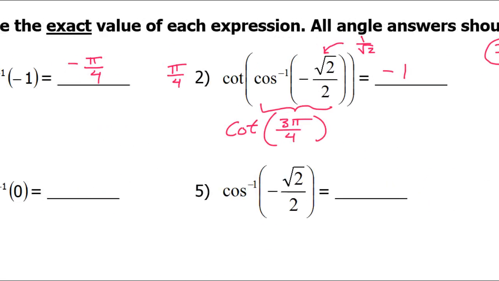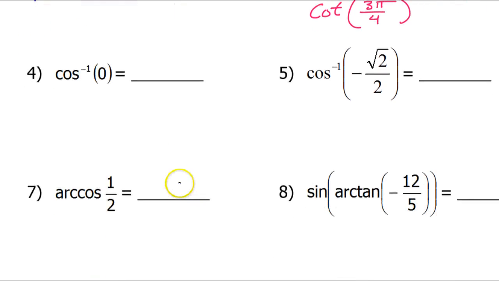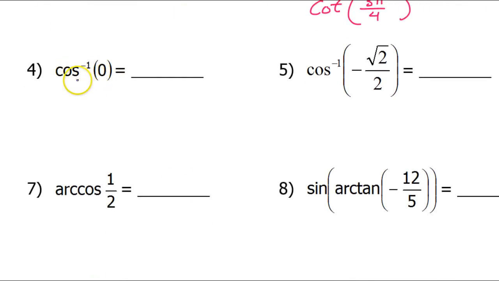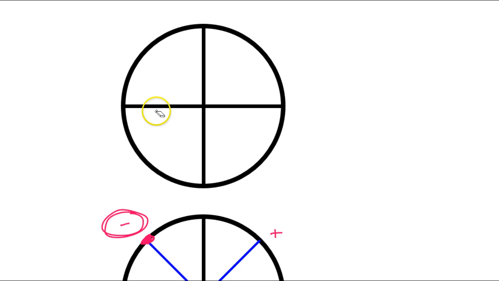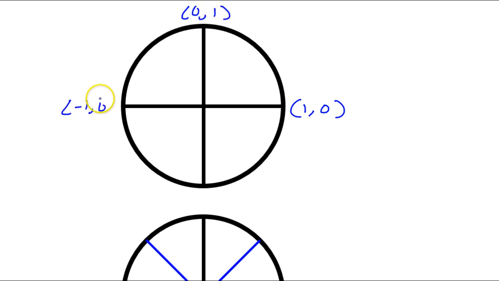Okay, let's keep going. Let's look at problem number 4. Inverse cosine of 0. This is an angle. It is the angle whose cosine is 0. So what angle has a cosine of 0? Now that's not one of the things on my chart, but it is a quadrantal angle. So let's think about the coordinates of these positions. This is 1, 0. This is 0, 1, negative 1, 0, and 0, negative 1.